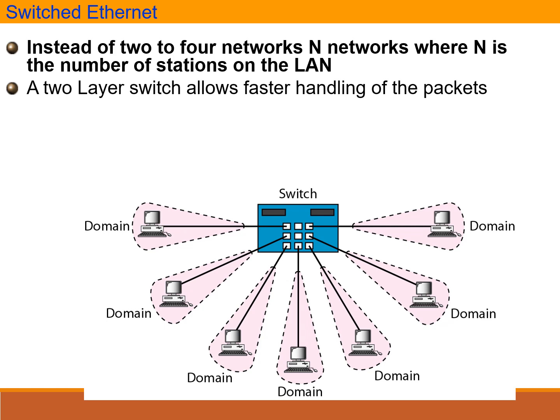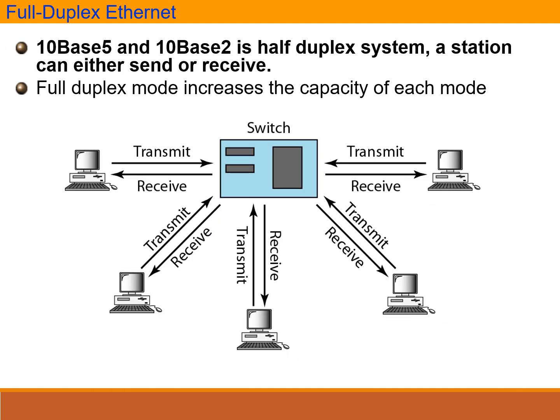Next we are going for switched Ethernet. In switched Ethernet, the idea of a bridged LAN can be extended to a switched LAN, and the layer 2 switch is an N-port bridge with additional sophistication that allows faster handling of the packets. So with the help of a switch only we can do this. So it is called full duplex Ethernet. 10Base5 and 10Base2 we are going to use for the half duplex method. So a station can either send or receive, but may not do both at the same time. The full duplex mode increases the capacity of each domain from 10 to 20 Mbps.